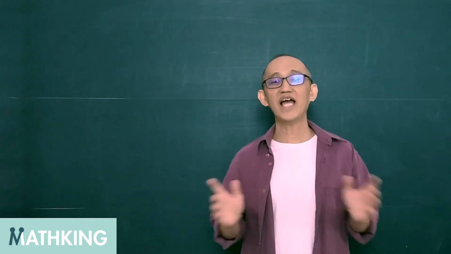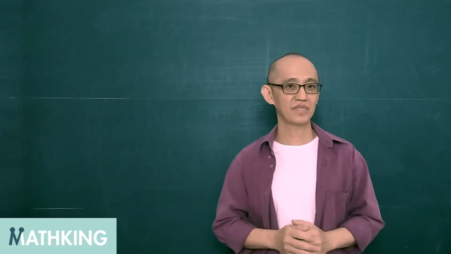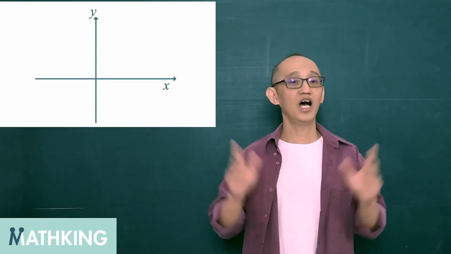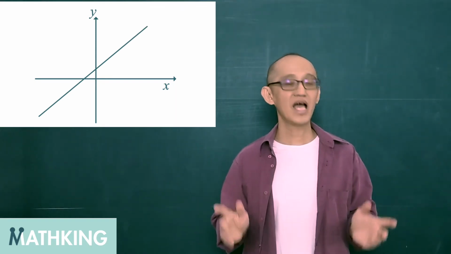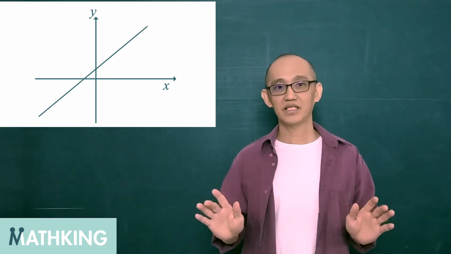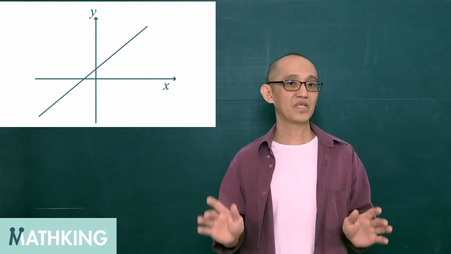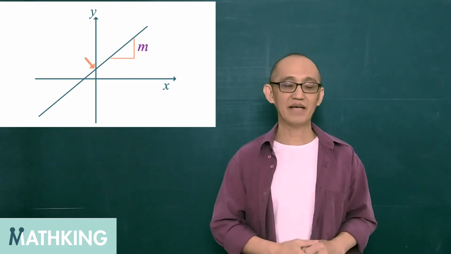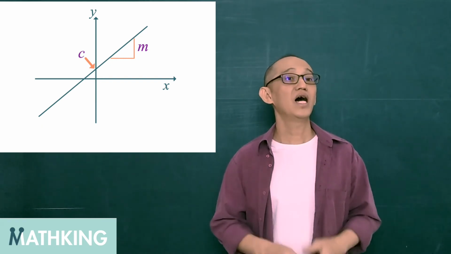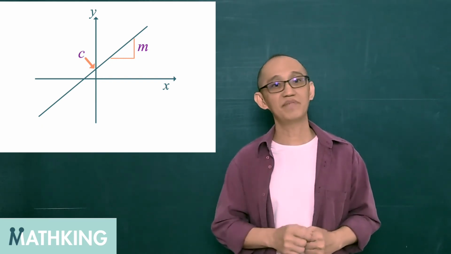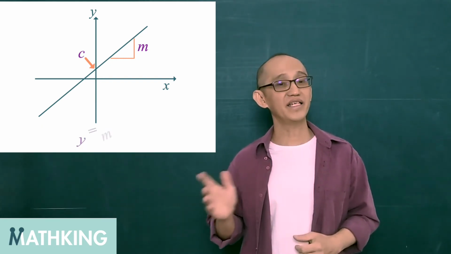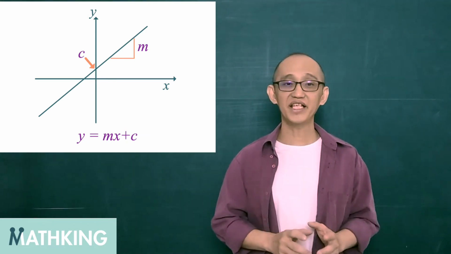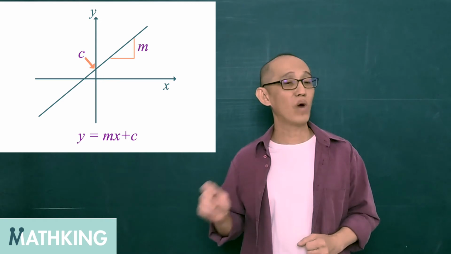In the past, we have learned linear function. If we plot the graph of a linear function, we get a straight line. We can draw any linear graph if we are given the gradient and the y-intercept. So, a linear function can be expressed as y equal mx plus c, where m is the gradient and c the y-intercept.